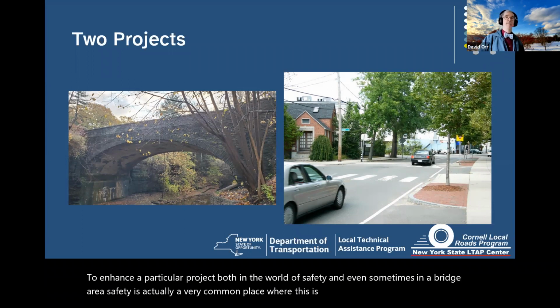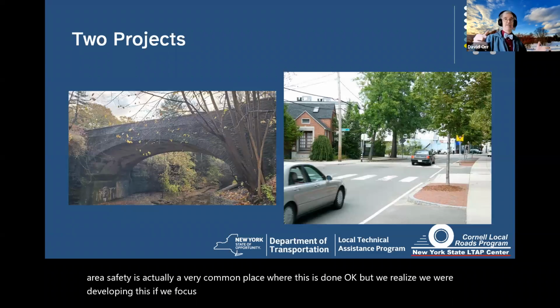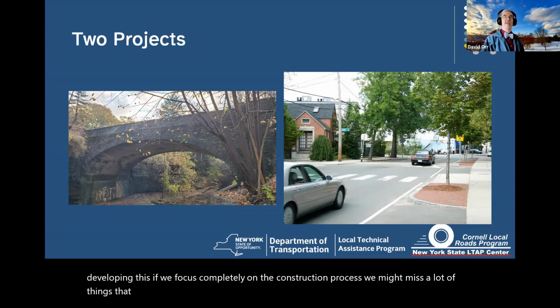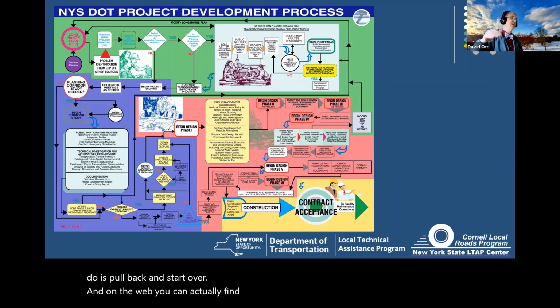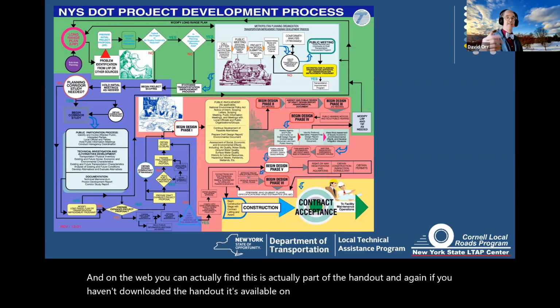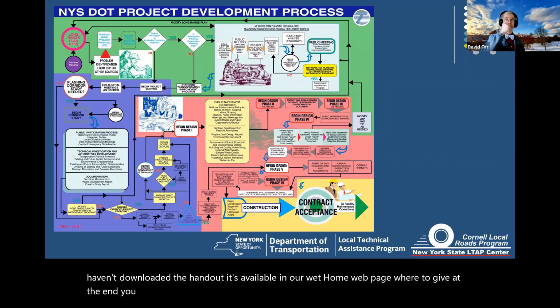Okay. But we realized as we were developing this, if we focus completely on the construction process, we might miss a lot of things that would save people a lot of grief as they go through a project. So what I'm going to do is pull back and start over. And on the web, you can actually find, this is actually part of the handout. And again, if you haven't downloaded the handout, it's available on our home web page, which I give at the end. You can also open up the chat pod and you can download it there.